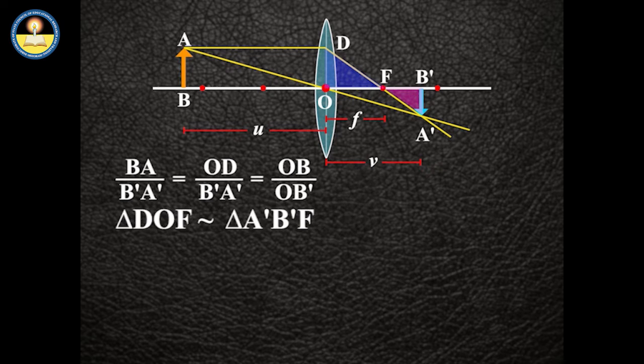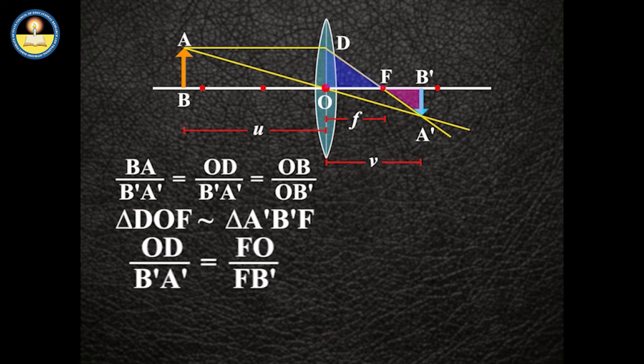Also, the triangles DOF and A'B'F are similar triangles. Hence, the ratio of OD and B'A' is equal to the ratio of FO and FB'. From the two obtained ratios, the ratio of OB and OB' comes out to be the same as the ratio of FO and FB'.